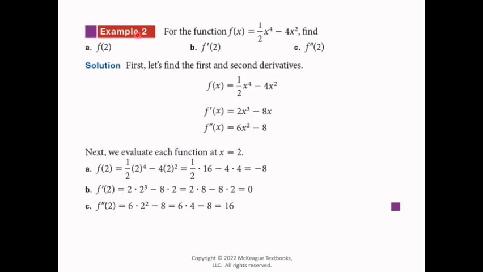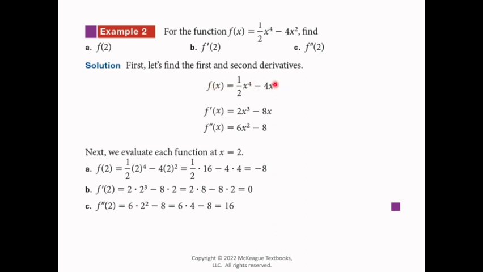Let's look at this next example. The question is giving us the function f of x is 1/2 x to the fourth minus 4x squared. We need to find the value of the function at 2. We need to take the first derivative and evaluate it at 2. Then we need to find the second derivative and evaluate it at 2.